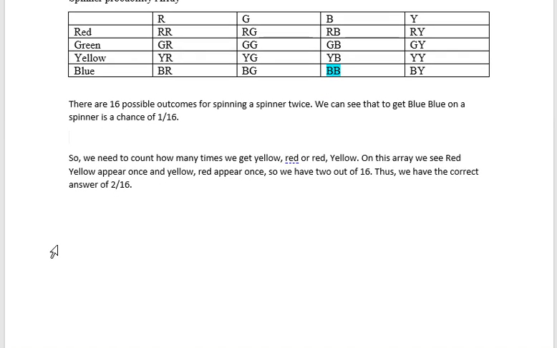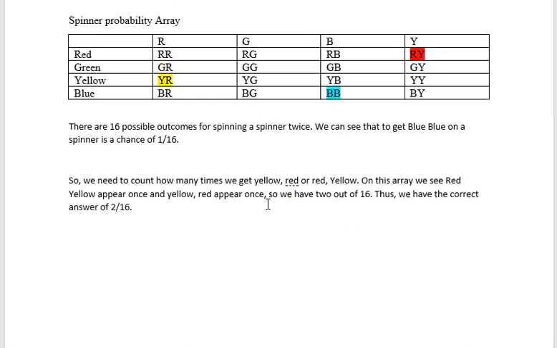So if we want to get yellow then red or red then yellow, we need to figure out how many times those things appear. We see here that yellow then red appears once and red then yellow appears once. So 1/16 plus 1/16 equals 2/16. Thus we have the correct answer of 2/16.